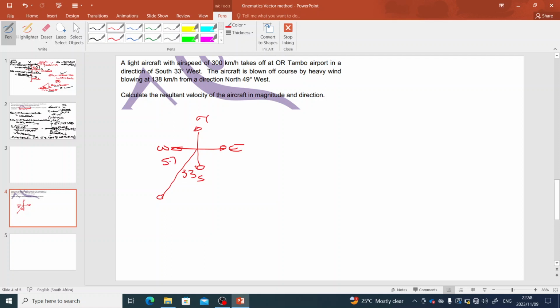That means here it is what? It is 57. Like I said, our quads are made up of what? Of 90. Because when you add the 33 and the 57 there, they must give you the 90 degrees because our quads are made up of 90. Let me charge my laptop before it fails me. Just a minute.